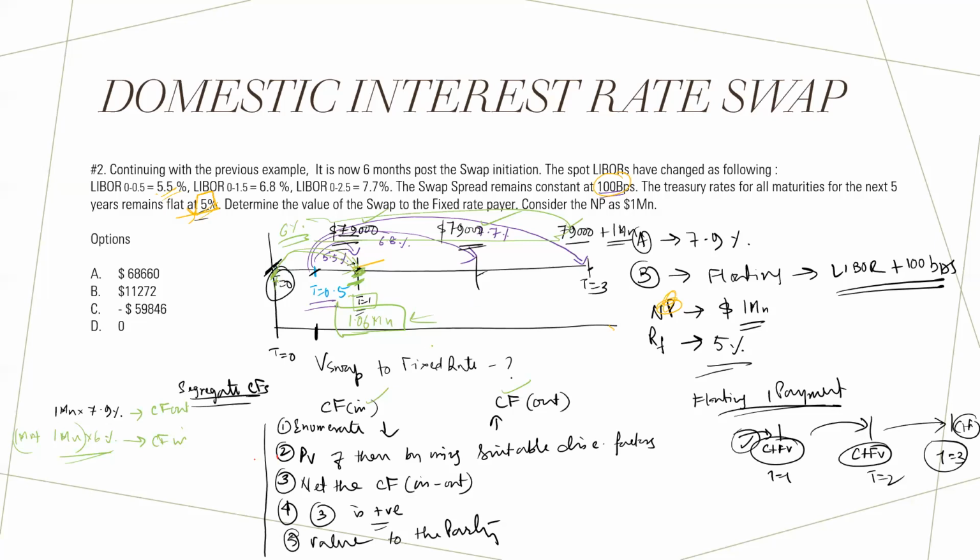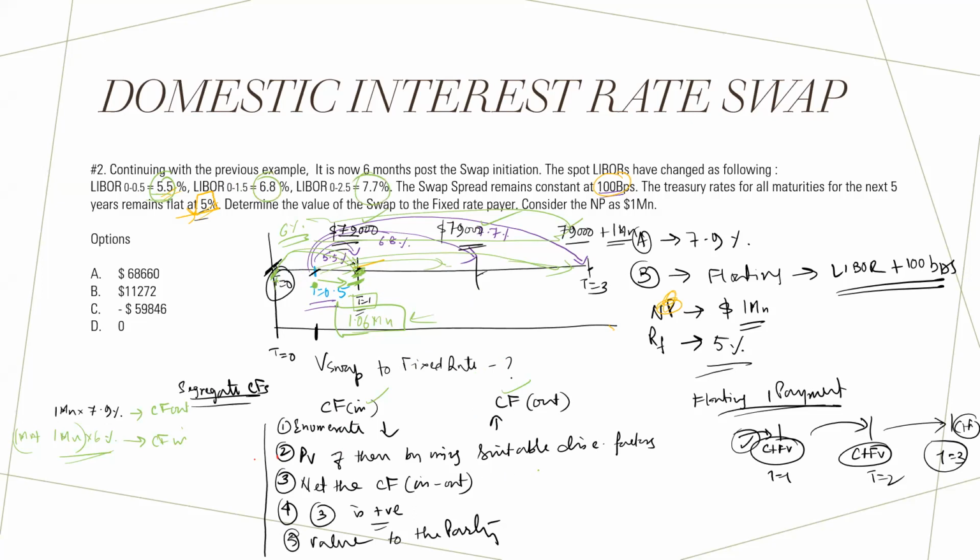Will it be like that? The answer is no. Now, the discounting factor that we have to consider is the new LIBOR rates, which are emanating at time t is equal to 0.5. And for which period? For this period, for this period, and this period, right? That is t is equal to 0.5 period, t is equal to 1.5 period, and then t is equal to 2.5 period. So these rates are already being given: 5.5, 6.8, and 7.7.